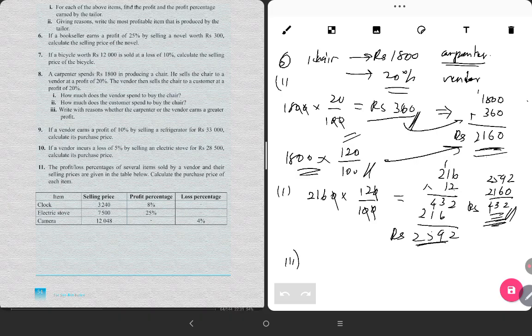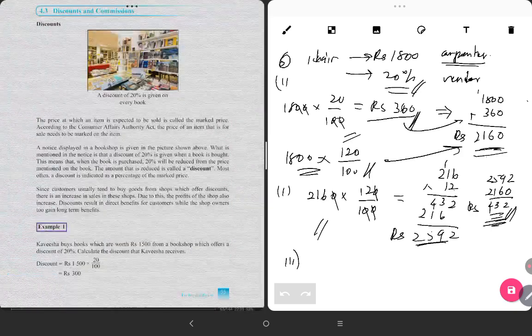Because in this case he is making 20% profit, and in this case also he is making 20% profit. Both are making the same profit percentage. So transaction-wise, both transactions are equally profitable, even though the vendor is making a higher profit. So that's how it works.